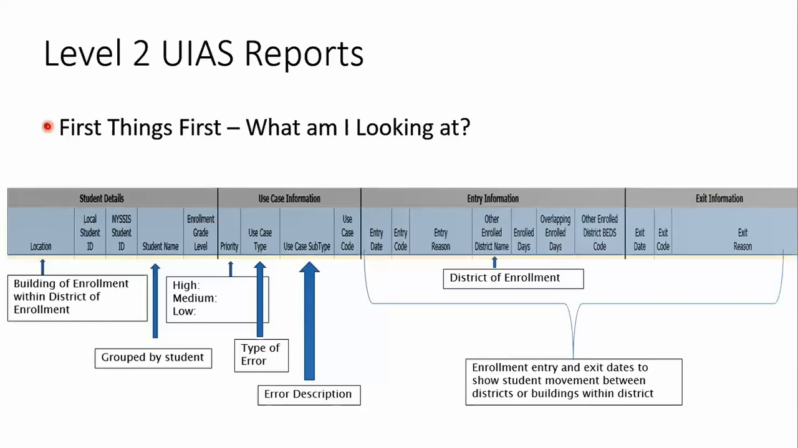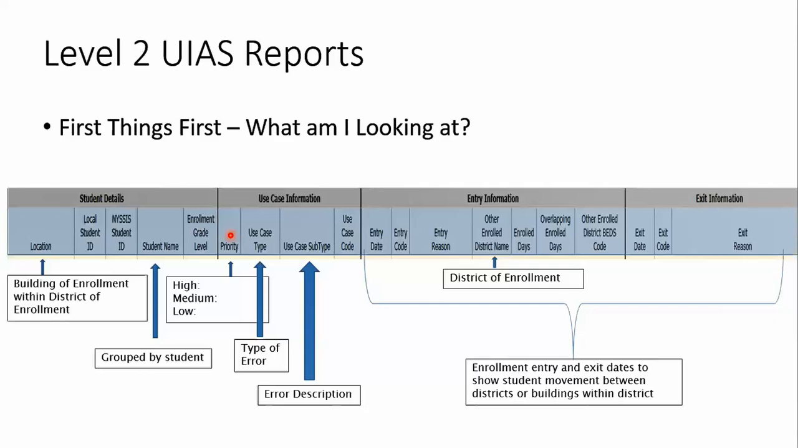The reports are basically broken into 4 sections, with the first section providing student details. Notice this is where the NYSED IDs are listed. The second section gives you information about the type of error and a description of the error, with a priority that will indicate whether it's something you should attempt to fix right away or something that may not be as big of an issue. Priorities are listed as high, medium, and low.